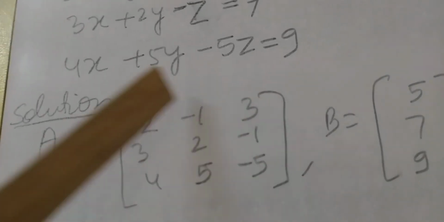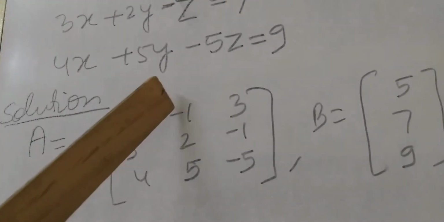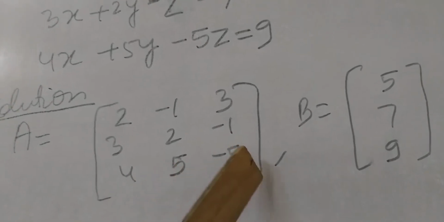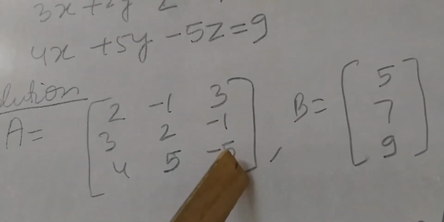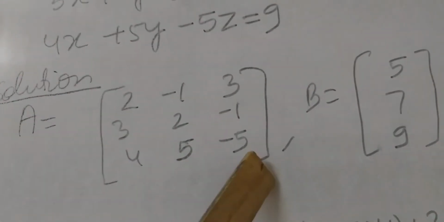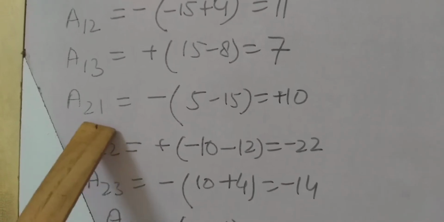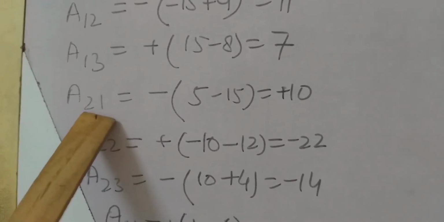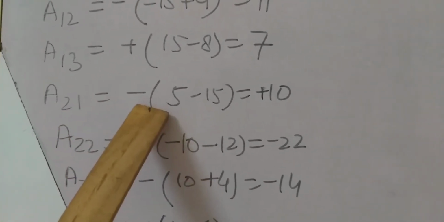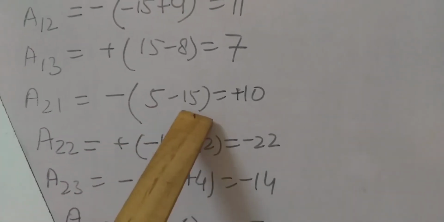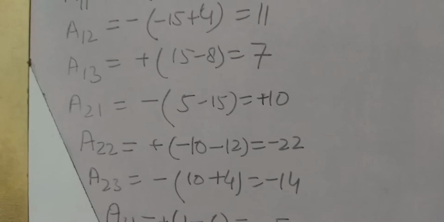So this row and this column are deleted. Left values are minus 1, 3, 5, minus 5. So minus 1 multiplied by minus 5 is plus 5, minus 5 times 3 is minus 15. So I have written 5 minus 15, students. The sum of 2 and 1 is odd, that's why I have put a minus sign here. So minus of minus 10 equals plus 10.